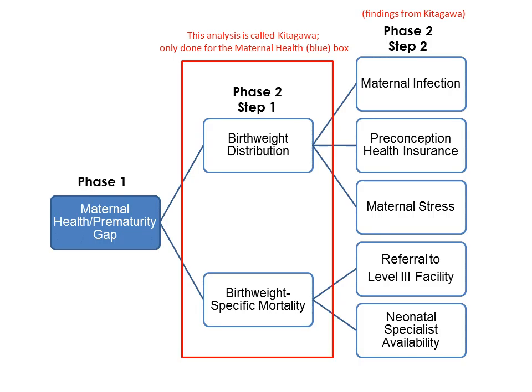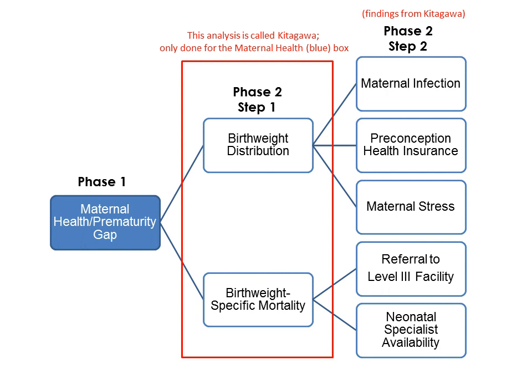If that's my area of concern, we typically do something called a Kitagawa analysis, and this is only for the blue box. You do not do this for any other period of risk. Kitagawa helps you determine if your problem is birth weight distribution or birth weight specific mortality. So are you having a lot of premature babies, or are you not taking care of those premature babies? Based on what you find in Phase 2, Step 1 of Kitagawa, that determines what kind of risk factors you look at.